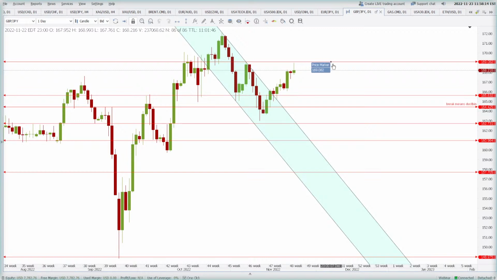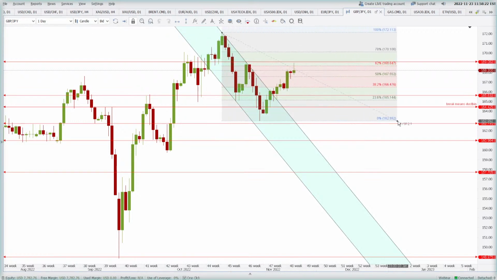So 169.08 is a very good zone of resistance for this market, and I do not want to spoil my Fibonacci's. Yes, see, this is a very good area of resistance. You sell it here with a small stop loss higher and target this area 162.73 in this market, guys. So resistance is 169.08, support is 165.63 in this market.